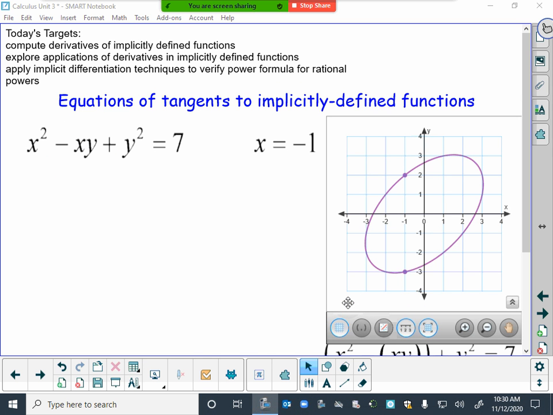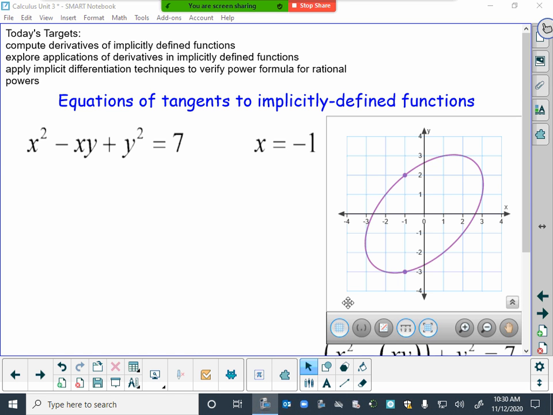Okay, equations of tangents to implicitly defined functions. We recognize this as an ellipse. What is different about this ellipse than the ones you studied before in pre-calculus is that those either were vertical or horizontal, right?